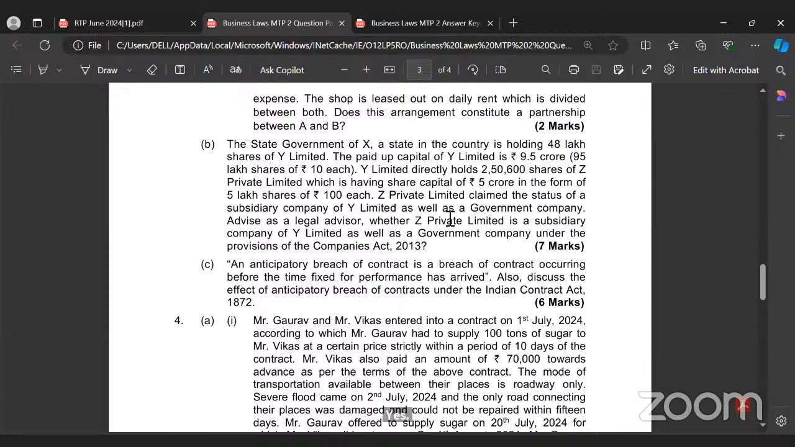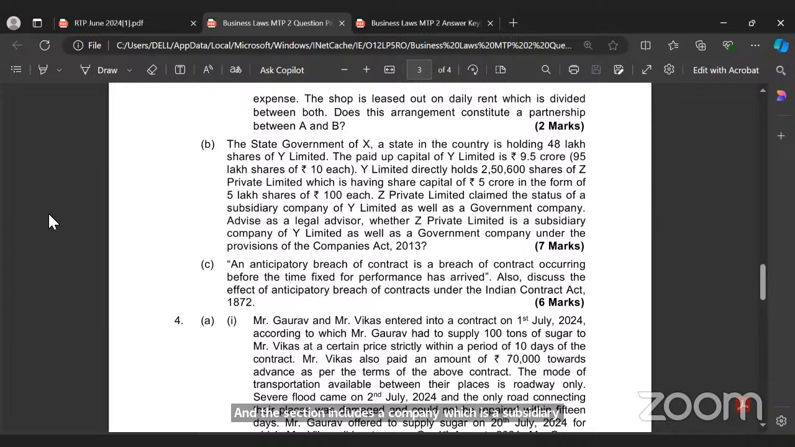Yeah, you can read out the answer. According to Section 2 Clause 45 of the Companies Act 2013, government companies means any company in which not less than 51% of the paid up share capital is held by, first, the central government, or second, by any state government or governments, or third, partly by the central government and partly by one or more state governments. And the section includes a company which is a subsidiary company of such a government company.